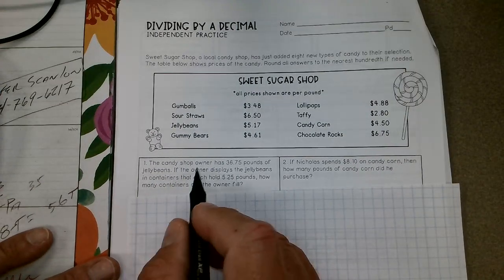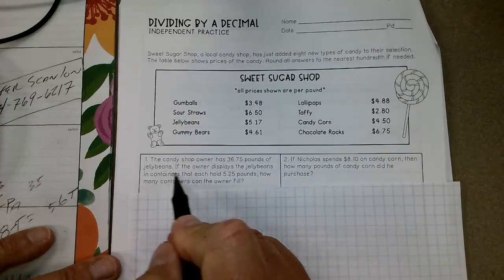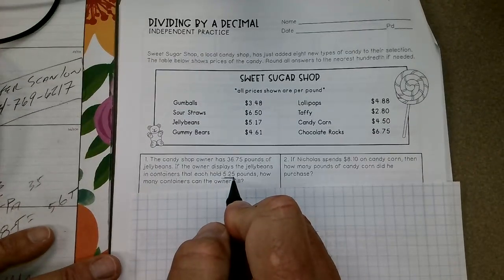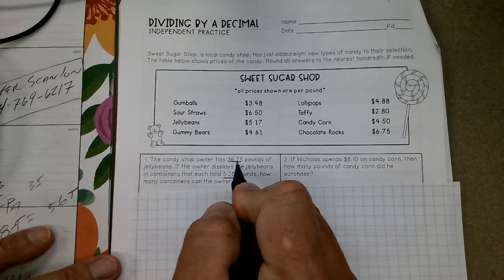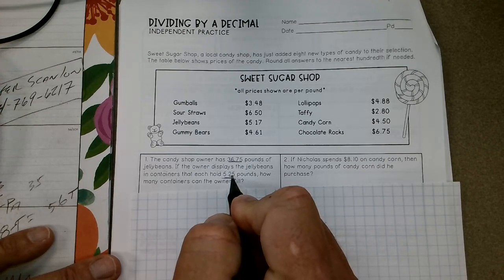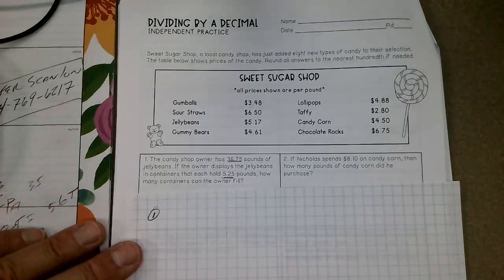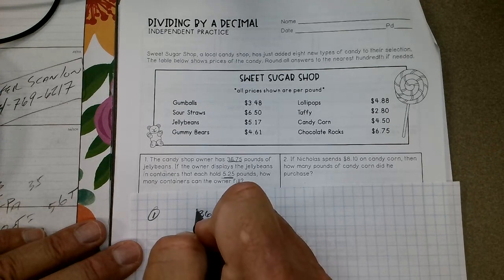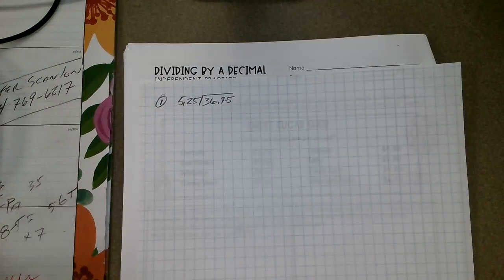Number one, the candy shop owner has 36 and 7/5 pounds of jelly beans. If the owner displays the jelly beans in containers that each hold 5.2 pounds, how many containers can the owner fill? So we have this many total pounds, and we want to divide it up or split it up into that. So number one, hope you have some graph paper there. I'm going to get started here. So we're going to take 36 and 7/5, and we're going to divide that by 5.25. Okay, and I'm going to slide this up a little bit, and let's get into this thing.